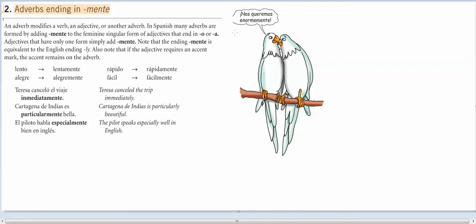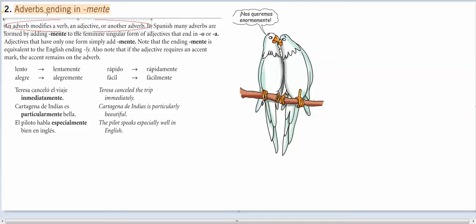Okay, so now I'm going to talk to you about adverbs ending in mente. An adverb modifies a verb, an adjective, or another adverb. So let's just mark that. Adverb modifies a verb, an adjective, or another adverb.